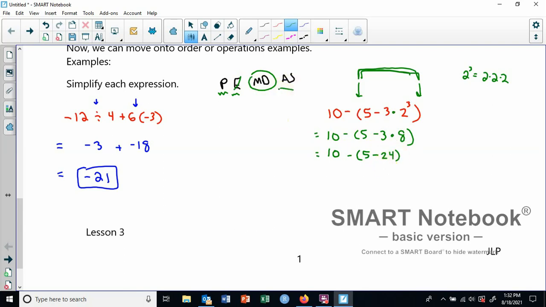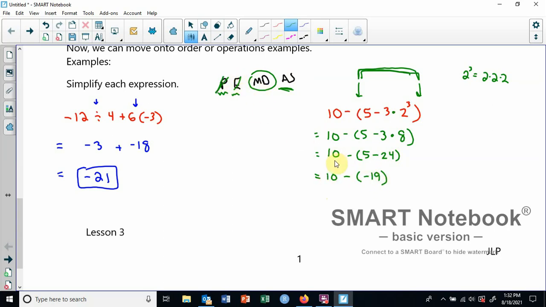And then finally I can do the addition and subtraction inside of here. 5 minus 24, that is negative 19. Okay. So now we have finished everything inside this grouping symbol. So let's start over again, looking at the entire thing. Are there any more parentheses? You say, well, there's some here, but I've done everything in there, so we're done with parentheses.